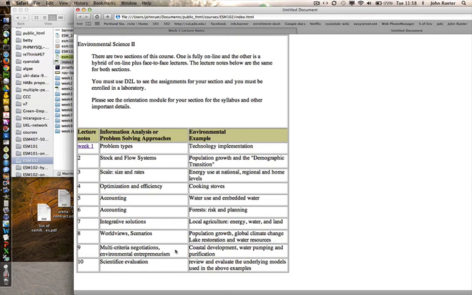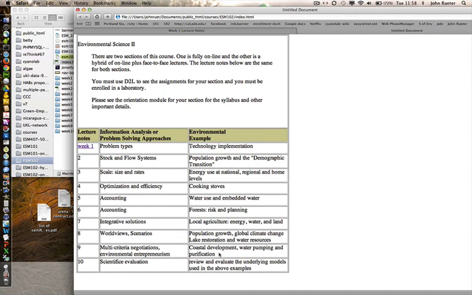In week 9, we're going to look at multi-criteria negotiations using the example of coastal development, where you have economic development at odds with environmental protection and how you can work through that. And then we're going to look at environmental entrepreneurism with the examples of providing water pumping for local agriculture, purification of water, and a few other small examples to show the power of how entrepreneurism can get environmentally friendly solutions in the hands of people across the world, probably more rapidly than any other approach.